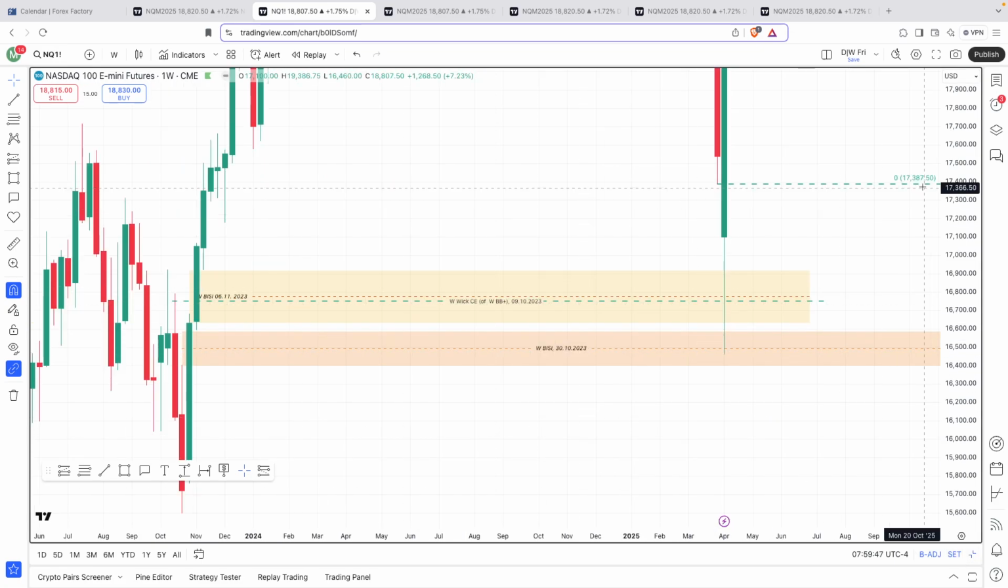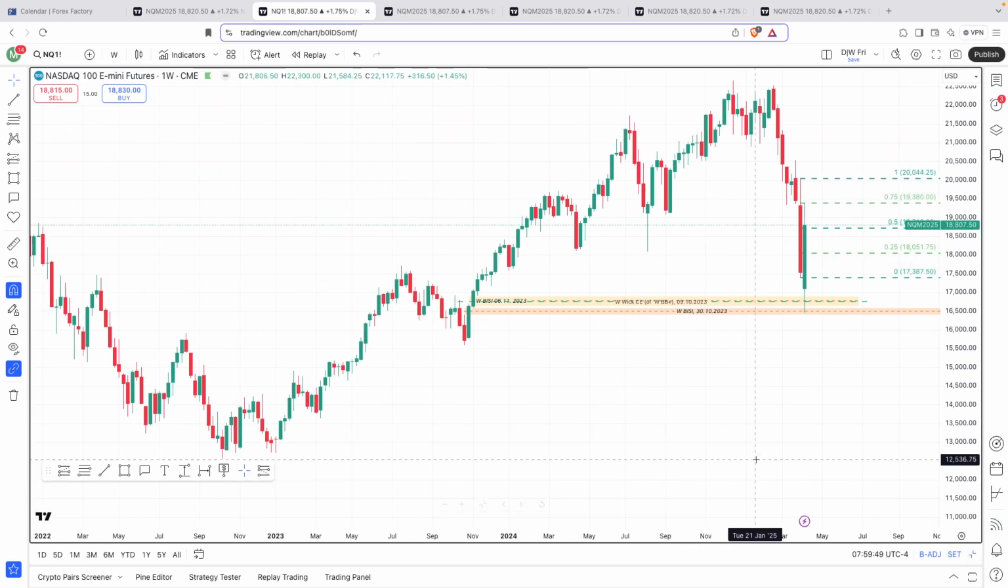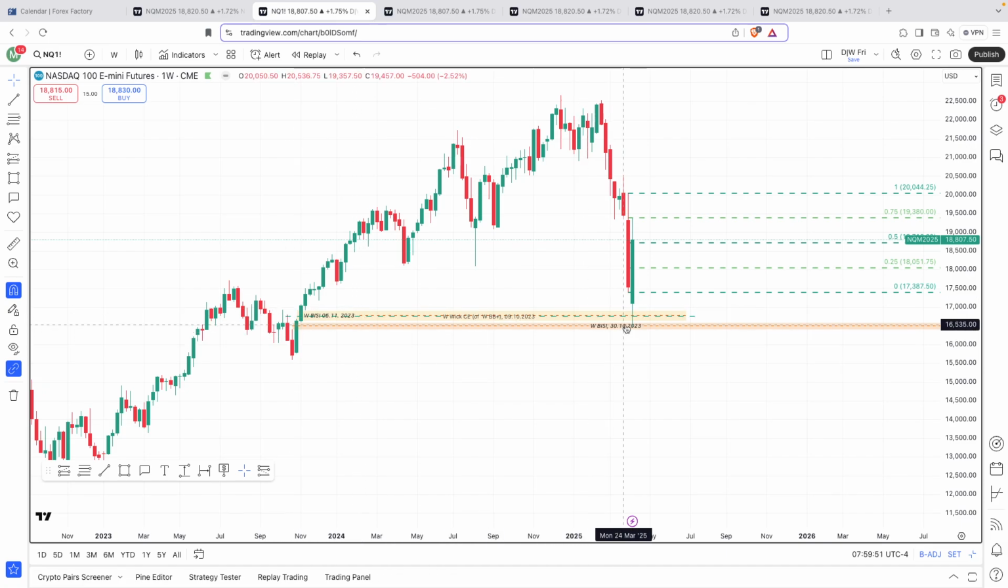We had these levels over here, and I was anticipating some reaction at these levels because we had a huge week down the previous week. So some retracement would have been anticipated. And notice how those levels were respected.